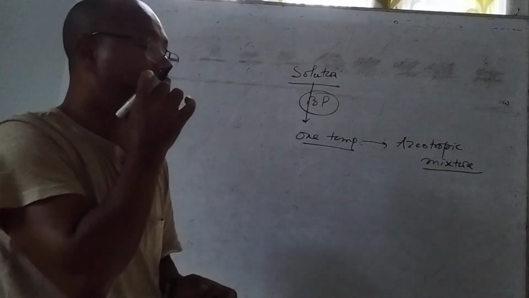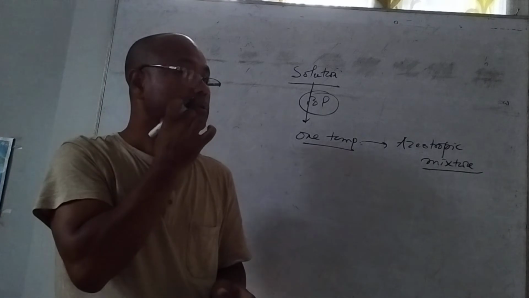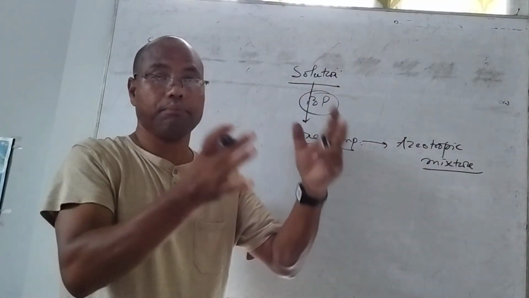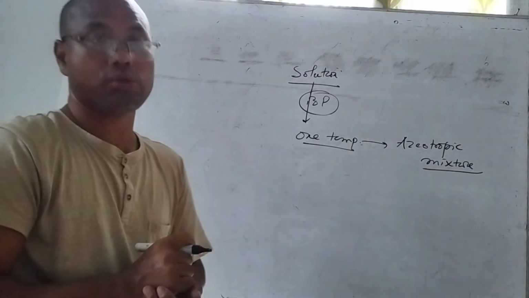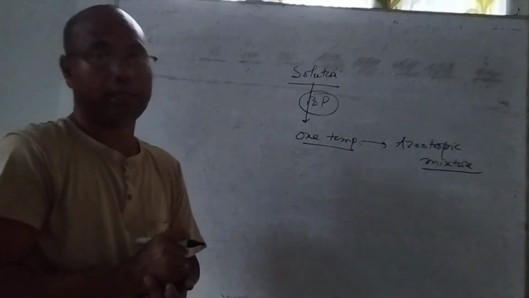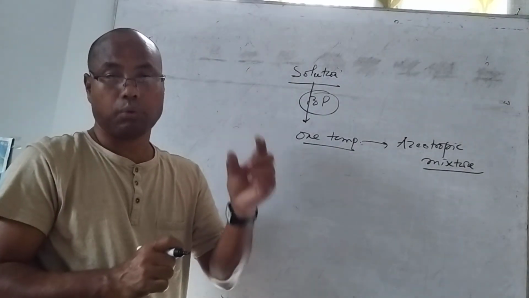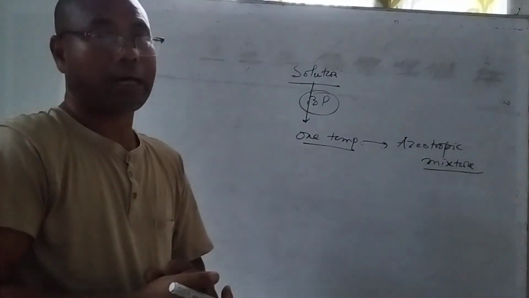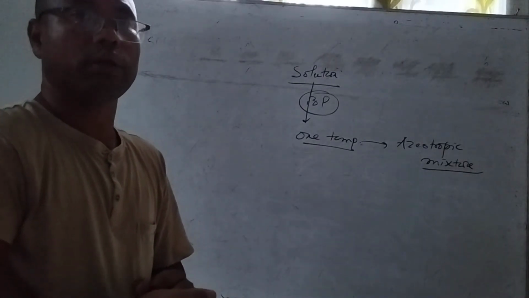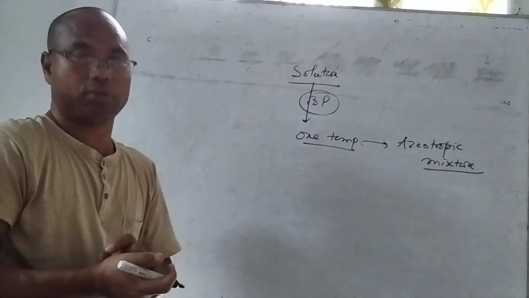That type of mixture we call an azeotropic mixture. What do you mean by an azeotropic mixture? A mixture of two liquids that boils at one temperature. That mixture we call an azeotropic mixture.